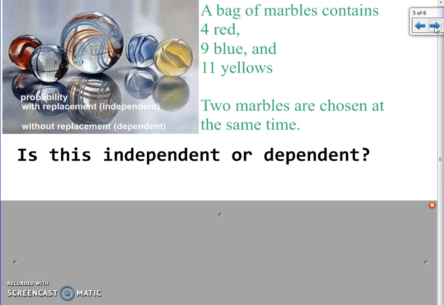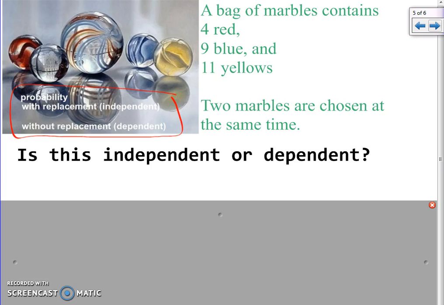All right. So now we're going to take it a little step further here. This bag has 4 red, 9 blue, and 11 yellow. 2 marbles are chosen at the same time. Is this independent or dependent? So listed right here on this picture, with replacement, which means you put the marble back, that is independent. Without replacement, so you hold the marble in your hand and then pick another one, that is dependent. Okay, so if we pick 2 marbles at the same time, which one is that?